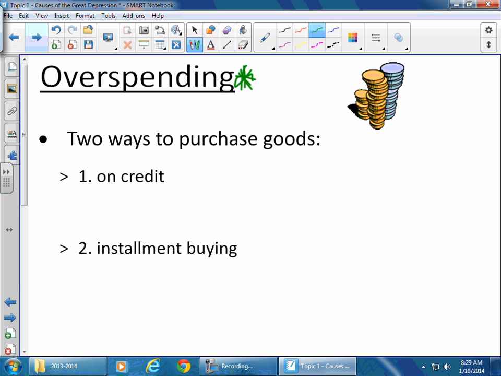And the Roaring '20s was very, very characteristic of this idea of overspending, meaning spending too much money. Two new ways of spending money burst onto the scene. The first one is buying things on credit. Now, when I say to you credit, you should automatically start thinking of credit cards. You know, you got your Visa, you got your MasterCard, right? The same idea holds true.